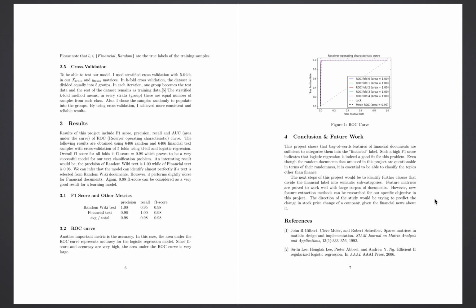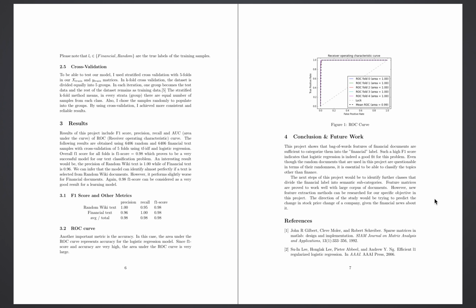So I calculated the F1 score, and to be able to calculate the F1 score, I also calculated the recall and precision metrics. So as you can see, the mean value of the cross-validation iterations, the F1 score is 0.98, which is really high. So it's a good thing.